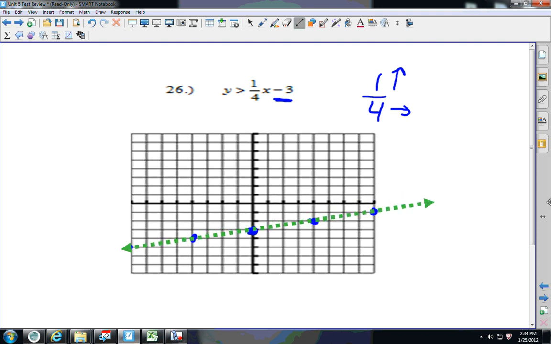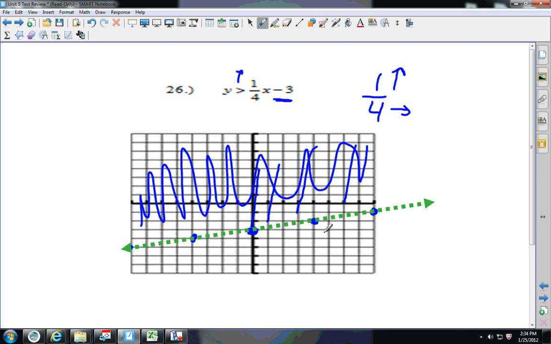The next thing you have to figure out is where do you shade. This symbol right here is greater than. When it's greater than, you shade above. So you go to the line and you draw a line up. All of this area above the line is the greater than.